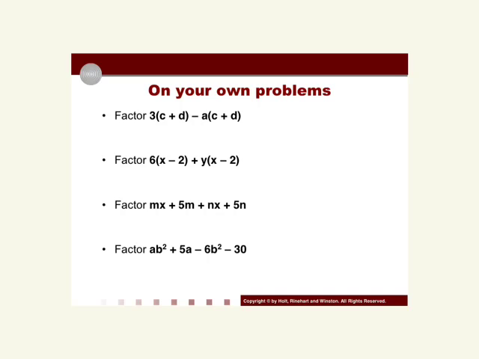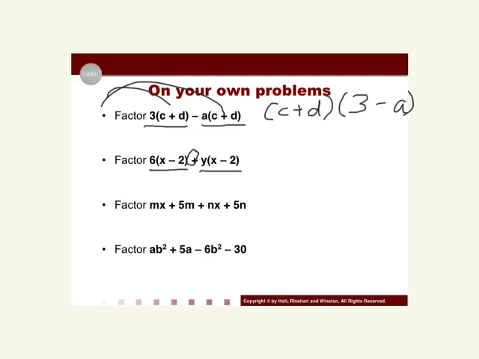All right. Hopefully you've had an opportunity to work these problems now, and we're going to go ahead and reveal the answer. Again, notice that in this case, we have it set up already for us, and so I'm going to undistribute that common binomial factor of c plus d, and then I'm going to take that times 3 minus a, and I'm done. In this particular problem, again, these are being added. The common binomial factor is x minus 2 times 6 plus y.